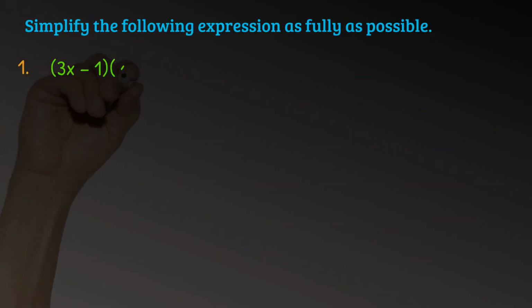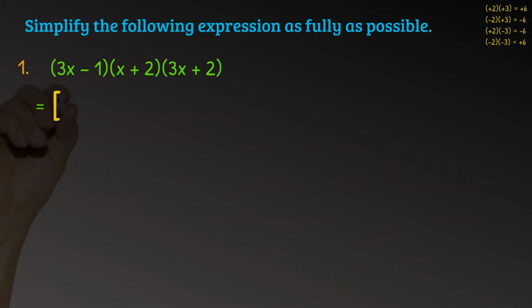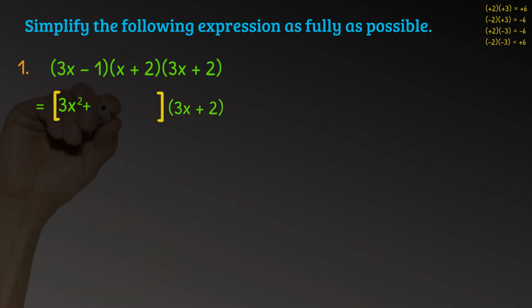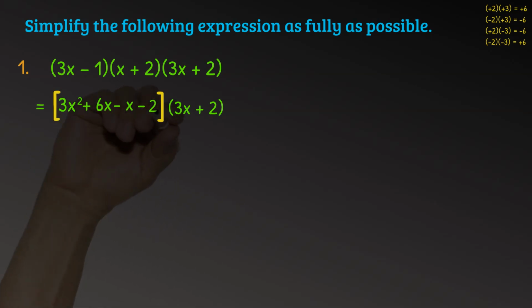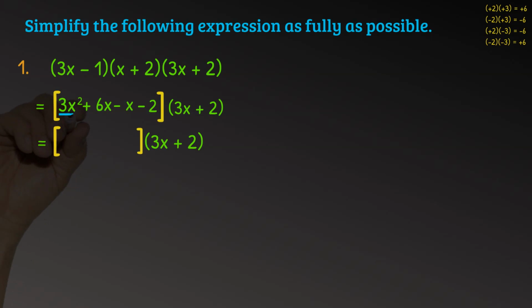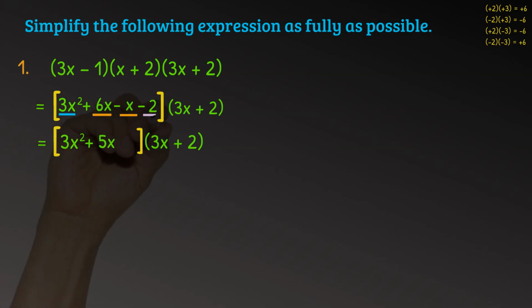In the first question we're going to multiply out the first two brackets first again, so we get 3x times x, which is 3x squared, 3x times 2, which is 6x, minus 1 times x, which is minus x, and minus 1 times 2, which is minus 2. Then we can tidy up the yellow bracket by combining the two terms that contain x, and 6x and minus x give us plus 5x.